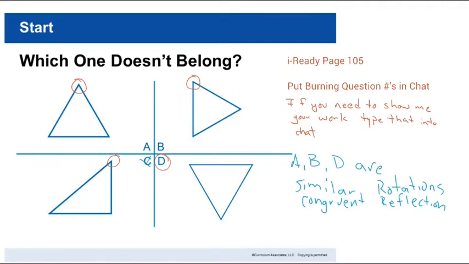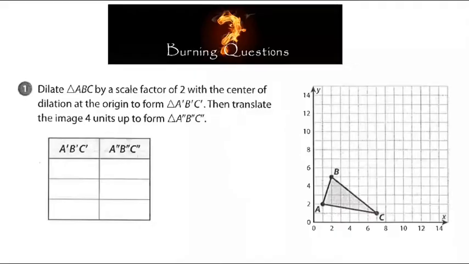Our correct answer was C, which is because the other three are similar or congruent. If you actually went out and measured them, they would be congruent to each other. So nobody put anything into burning questions. I am going to walk through my thought process on the homework that you guys had assigned over the weekend. And again, this is just to show you how I would go about doing this homework.